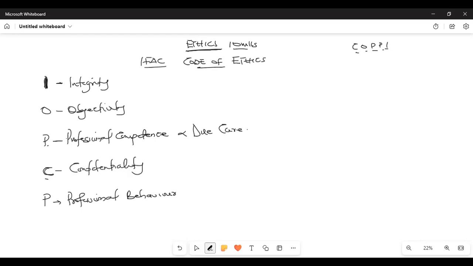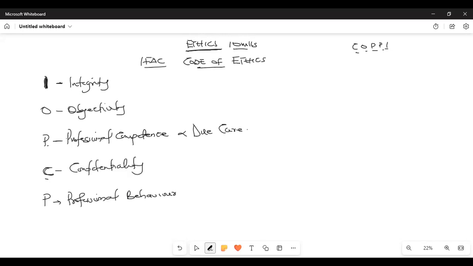Integrity, objectivity, professional competence and due care, confidentiality and professional behavior. And what do these things mean? Like I told you yesterday, the most important thing you need to be doing is the meanings of the words, not just the words. What is behind the word, the idea behind the word.